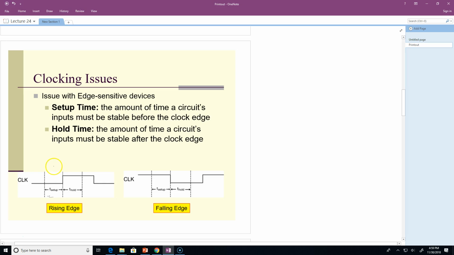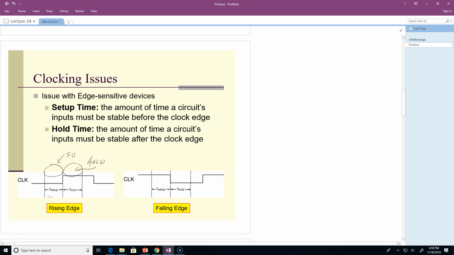The amount of time before that clock edge that you have to keep those inputs stable is referred to as the setup time. So this is the setup time, and the time that you have to hold those inputs steady after that clock edge is the hold time. So I'll put arrows there, make it look even worse.